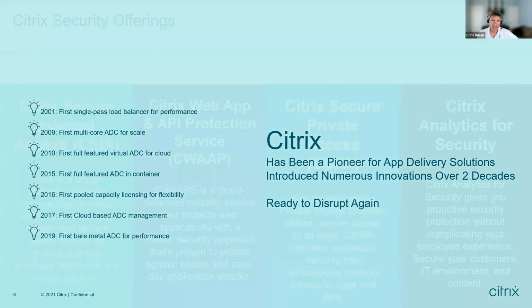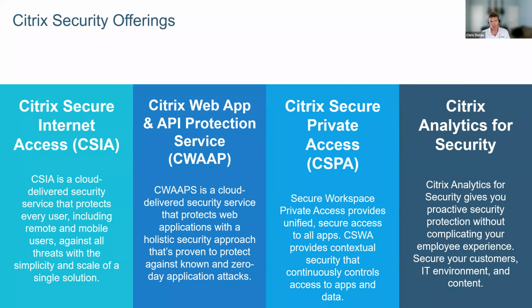Now with the security offerings that we're looking at, what's on deck these days that folks may even have in their subscription or their licensing and not even be aware of it, or maybe you are and you want a little more insight into how to get it deployed. We'll be looking at those offerings. So out of the stack right now, we have the secure internet access, the web app and API protection service, the secure private access, which we'll spend a decent amount of time on here. And then we have the analytics for security that's also present for you.